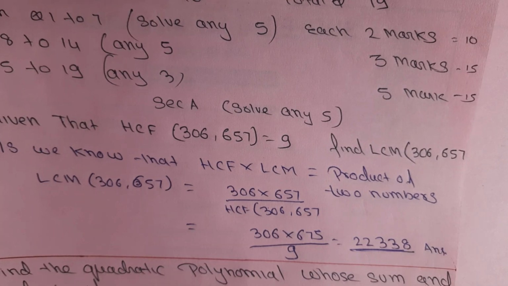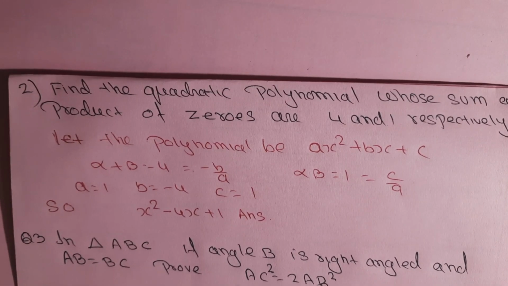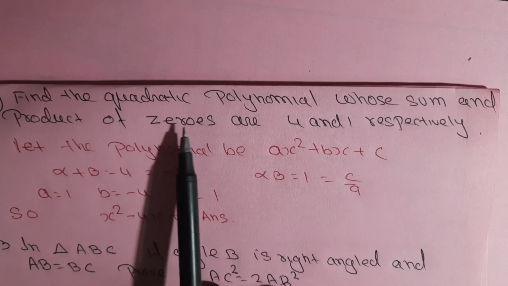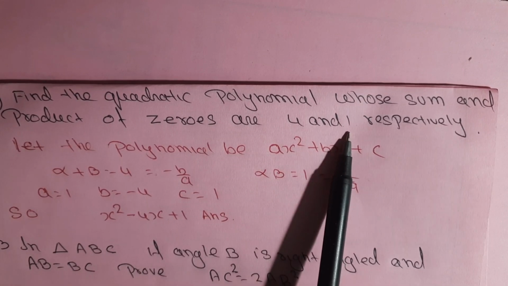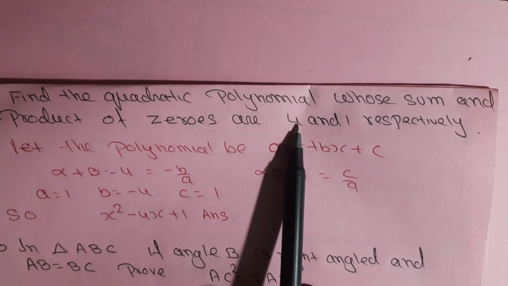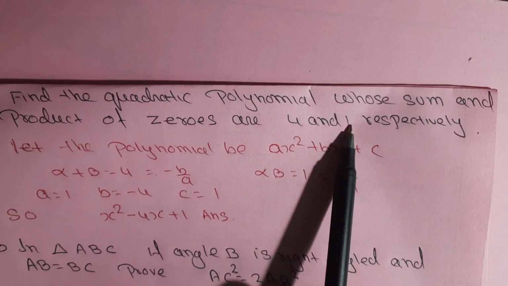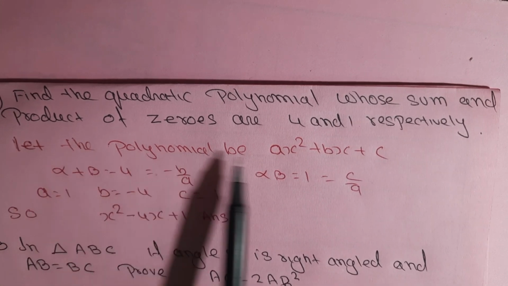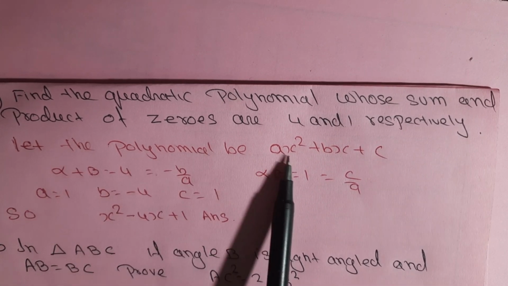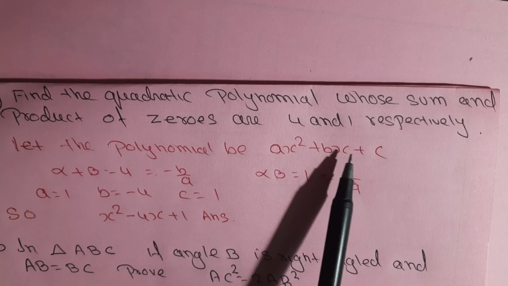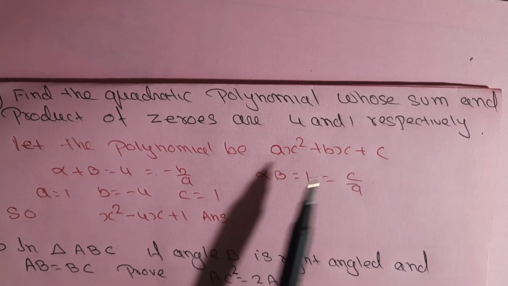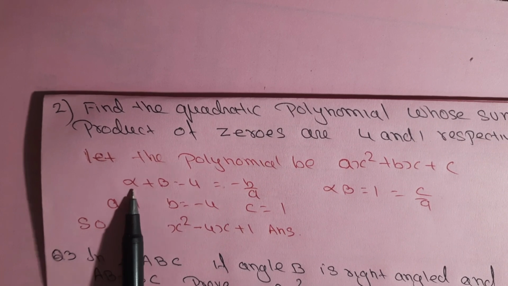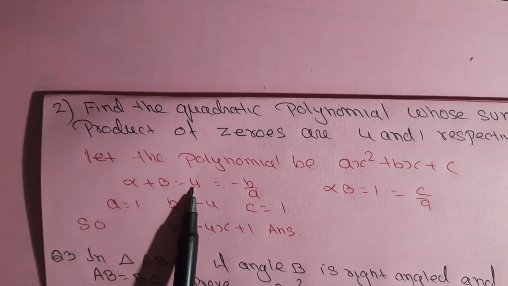Now come to question number 2. Find the quadratic polynomial whose sum and product of the zeros are 4 and 1 respectively. That means the sum of the roots is 4 and the product of the roots is 1. We know the form of a quadratic equation is ax square plus bx plus c equals 0. Here the sum is 4, and alpha and beta are the two roots.